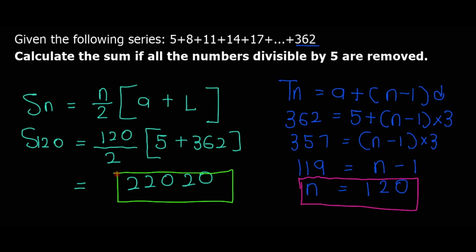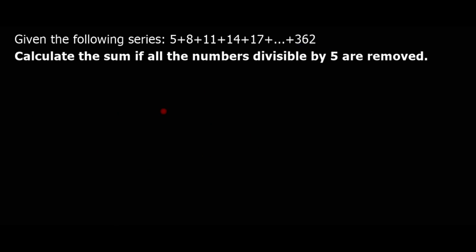So this is the sum of this series, and we know that this sum includes the numbers that are divisible by 5, and also those that are not divisible by 5. So this is our first step, and now let's see what to do from here. What we can do is identify the numbers that are divisible by 5.